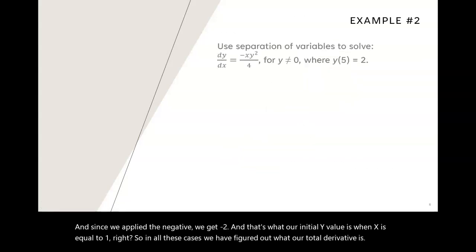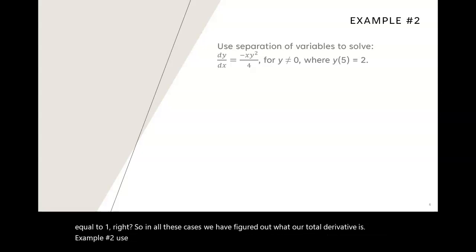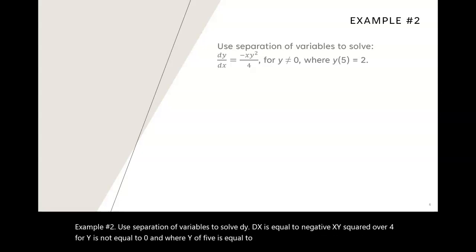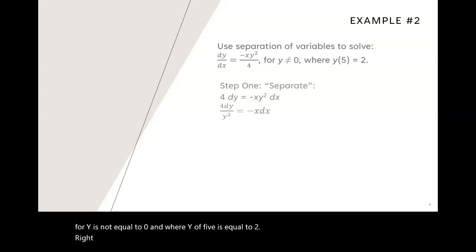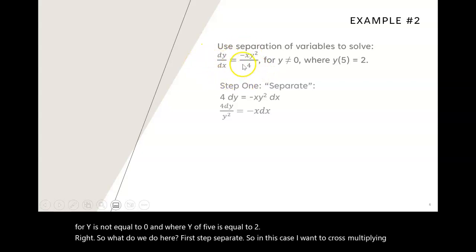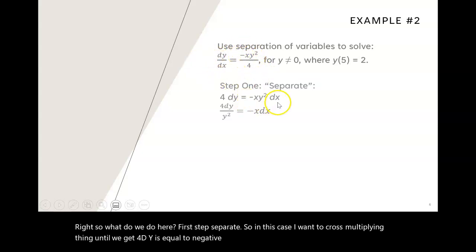All right, example number 2, use separation of variables to solve dy/dx is equal to negative xy squared over 4 for y is not equal to 0, and where y of 5 is equal to 2. All right, so what do we do here? First step, separate. So in this case, I want to do that cross multiplying thing, and so we get 4 dy is equal to negative xy squared dx.